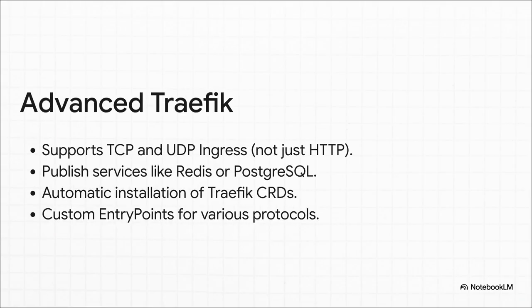Okay, let's zoom in on one of these power-ups, because this is cool. The advanced traffic setup. See, the standard ingress that comes with K3s is great for web traffic, HTTP and HTTPS. But it's pretty limited. K3Nova's setup goes way beyond that. It lets you publish services that use raw TCP or UDP. So what does that mean? It means you can expose things like your Redis cache or your PostgreSQL database directly. That is a huge unlock for building more complex, real-world applications.